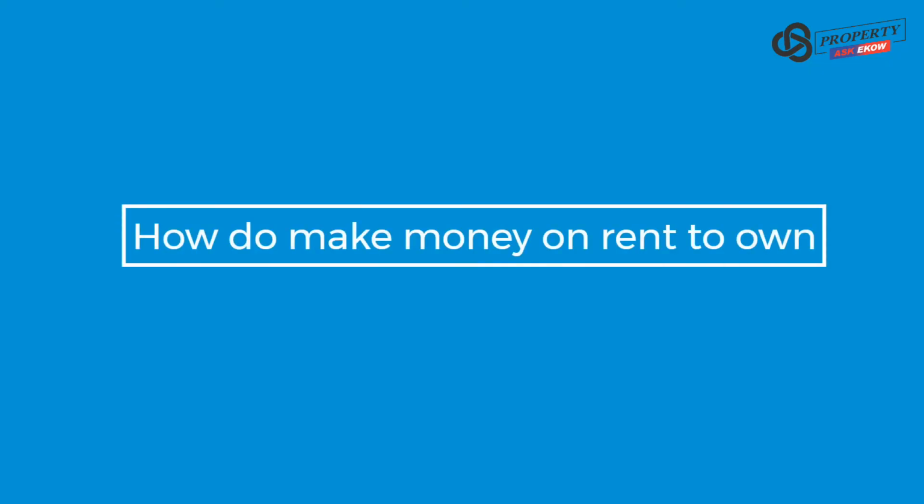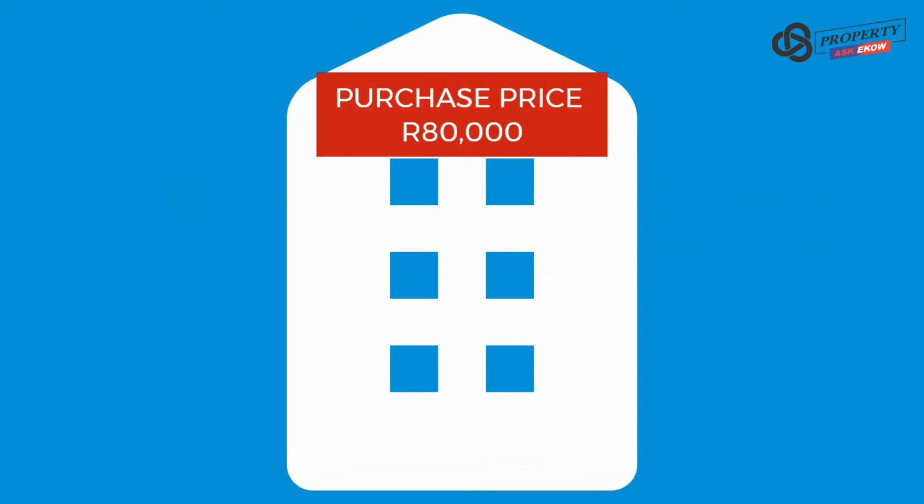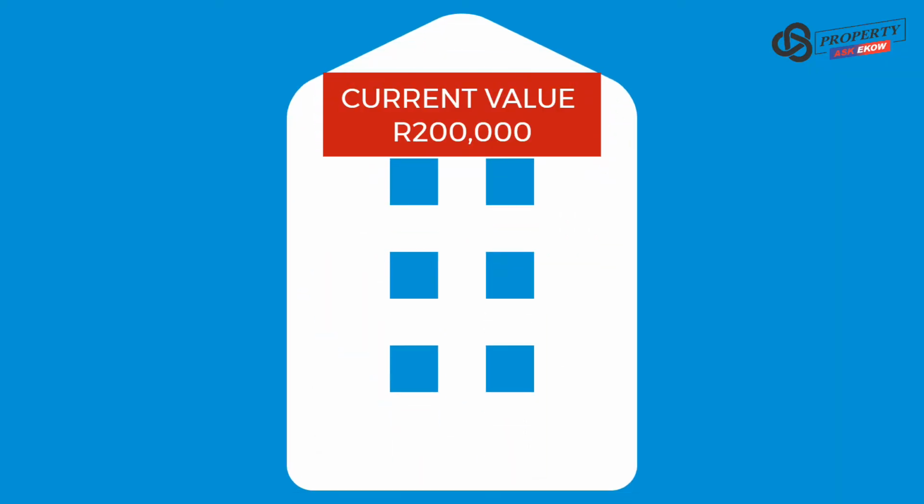So, how do you make money in an option deal? Now, suppose you have an option on a property at 80,000. You've been lucky. It's gone up in value to 200,000. That sort of deal isn't as unusual as you may think, especially if it was a multi-family home, and you also had the lease.